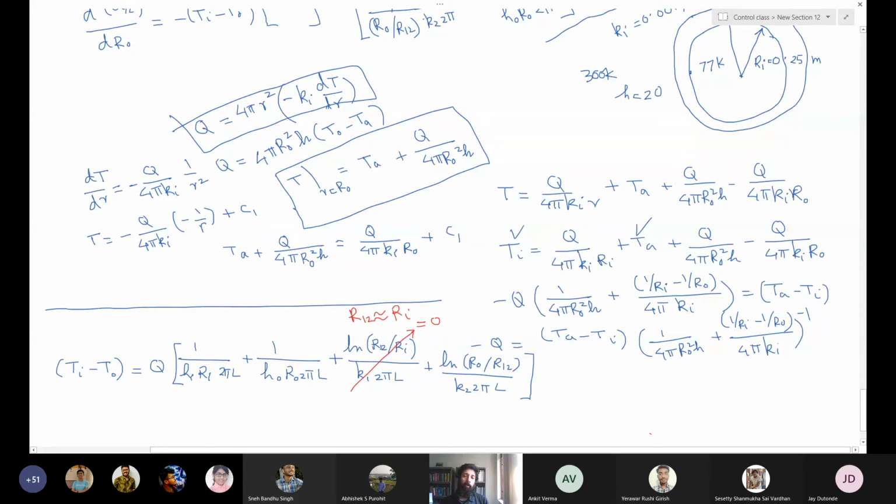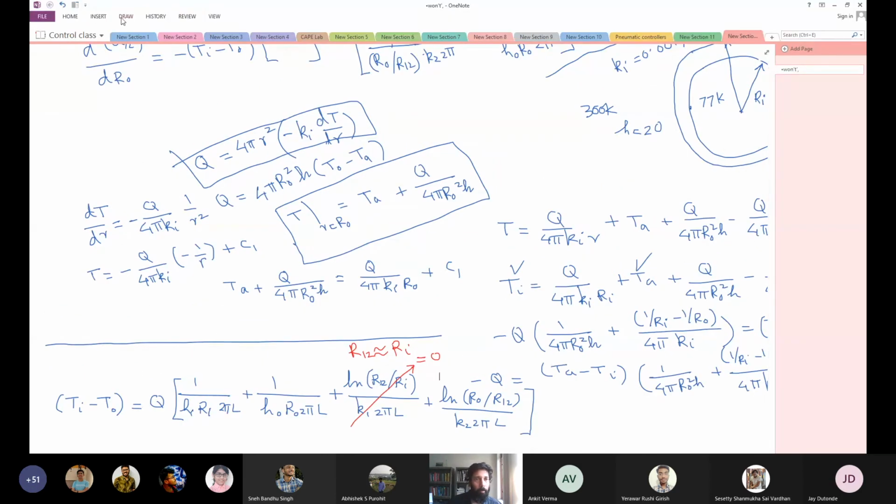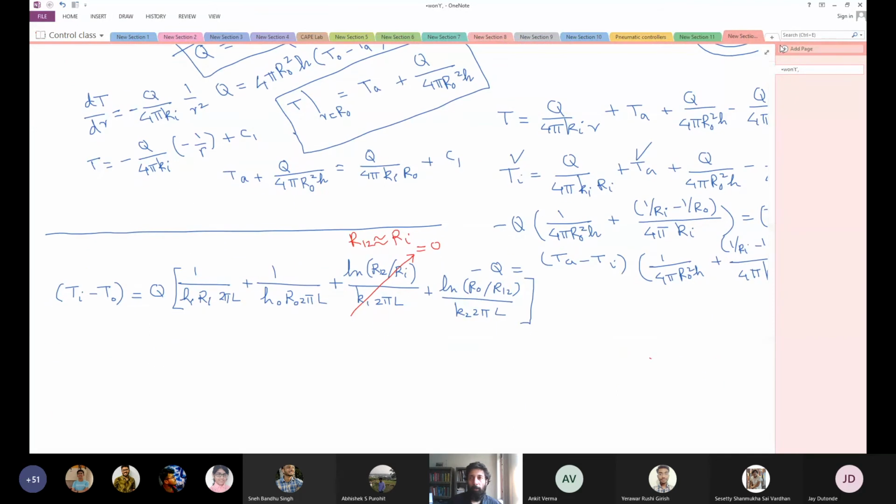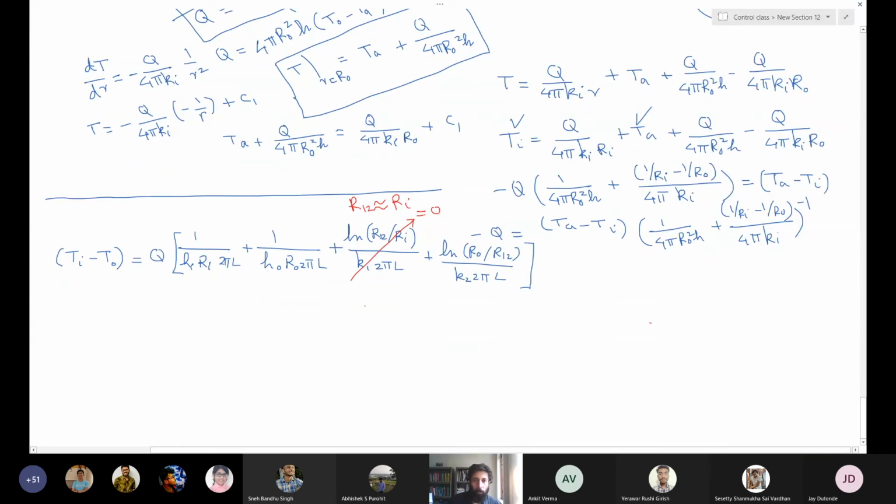Another way this resistance can be 0, even when R12 is not close to Ri, is if the thermal conductivity goes to a very large value. In that case, R12 may be much, much greater than Ri, but K1 is almost going to infinity, and this term also goes to 0. So it is not that you have to have a very thin wall and a very large thermal conductivity. Any one of these conditions, if met, will give rise to a negligible resistance because of the metal. So that point is important.